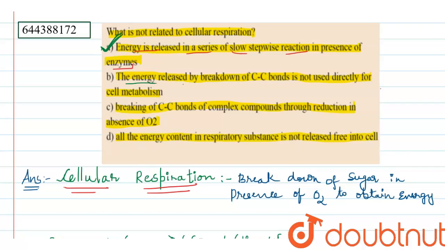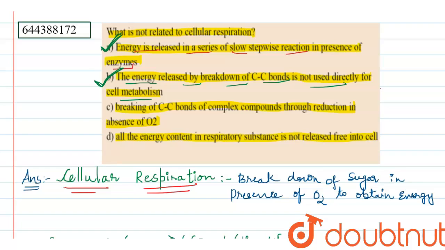Second statement is the energy released by breakdown of CC bonds is not used directly for cell metabolism, which is also true. The energy released is used for various activities along with cell metabolism, so it's not directly used for cell metabolism. So the statement is true.